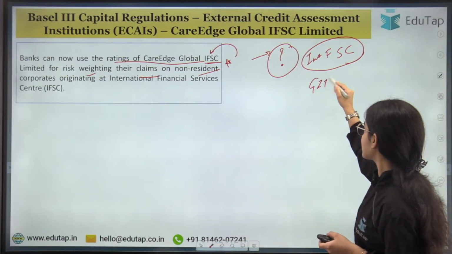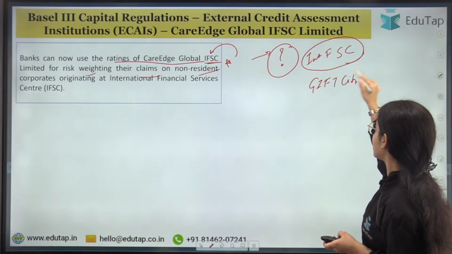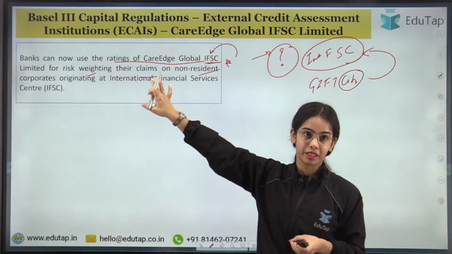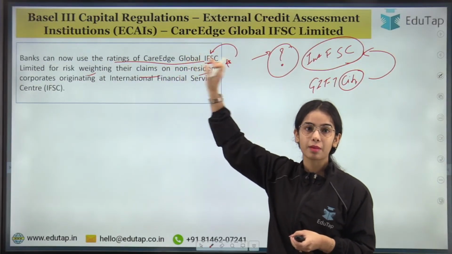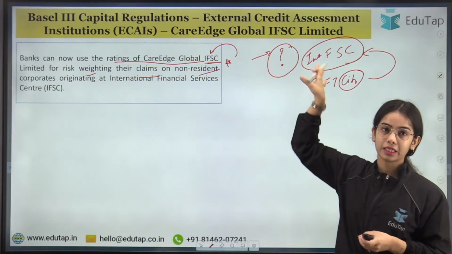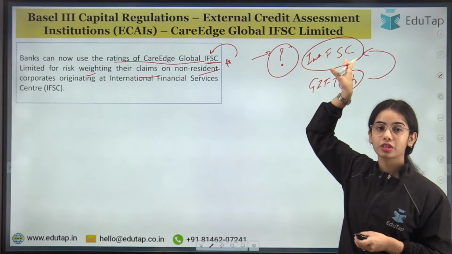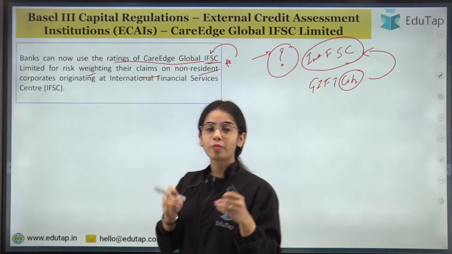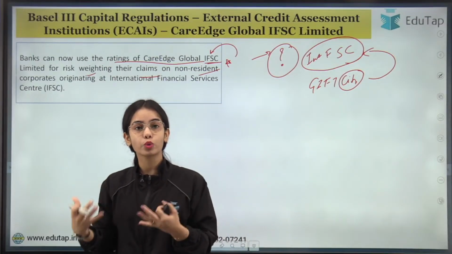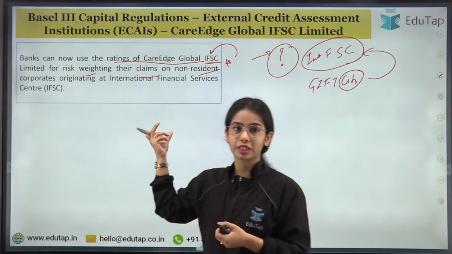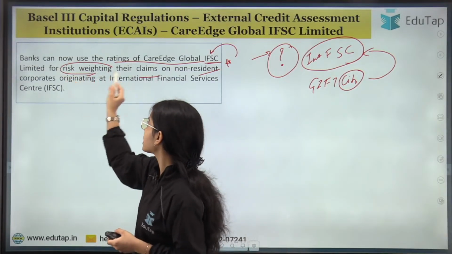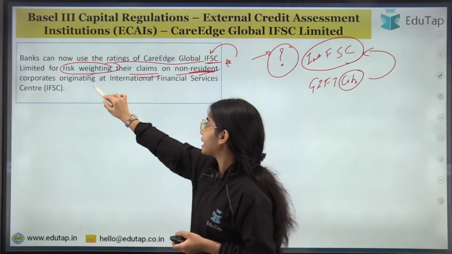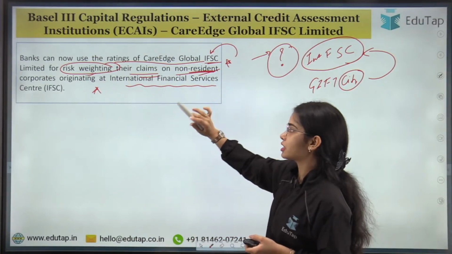So, in the Gift City, we have the IFSC, and in the IFSC there is the CareEdge Global IFSC Limited. Okay, that is, this institution is established in the International Financial Service Center in our country in Gujarat. So banks can now use the ratings of CareEdge Global IFSC Limited for risk weighing their claims on non-resident corporates operating at the International Financial Service Center.